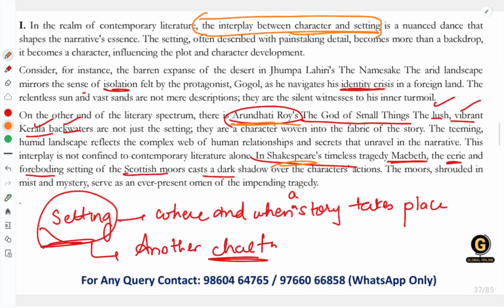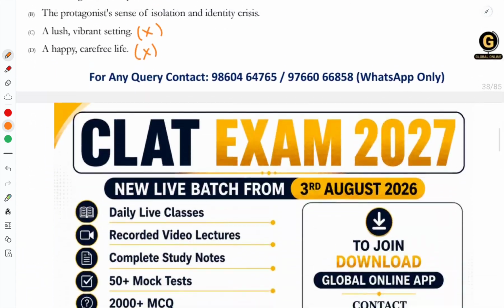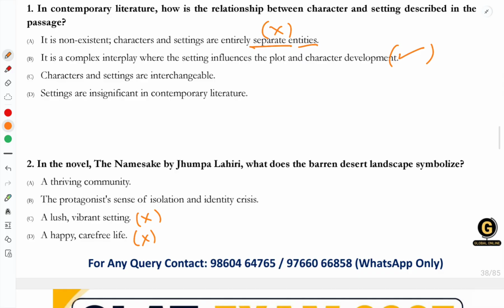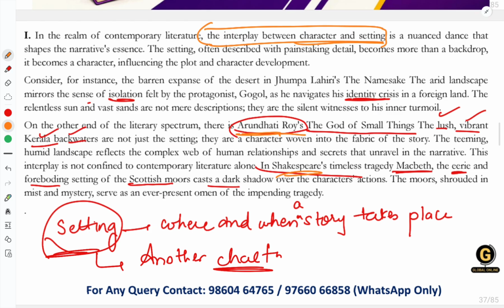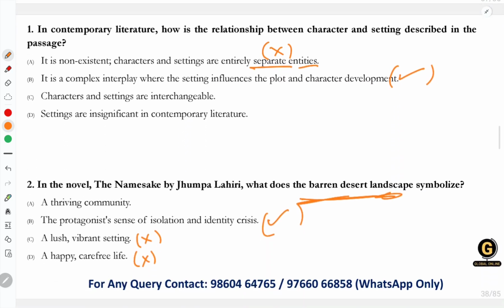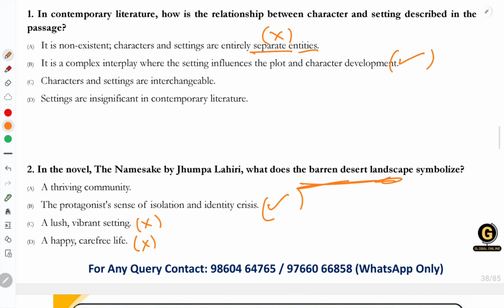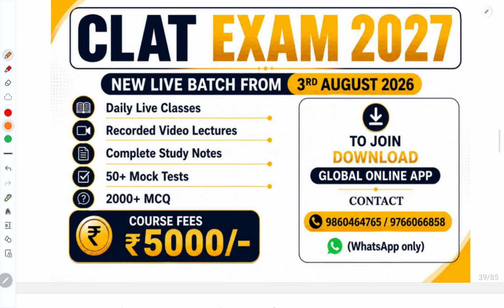Happy and carefree life? No, it's not talking about a happy and carefree life. It is talking about the barren desert landscape. Even after looking at the options, you can clearly understand it is talking about isolation and identity crisis. Clear-cut mention in the passage. So even if you're finding the passage complex, even after looking at the questions and options, you can clearly understand what exactly is the answer.